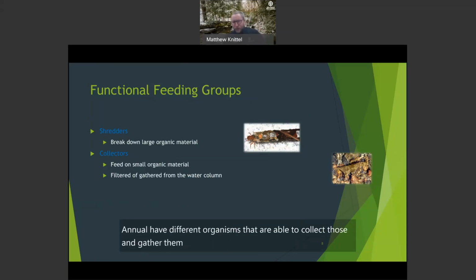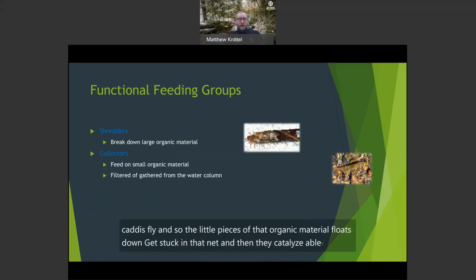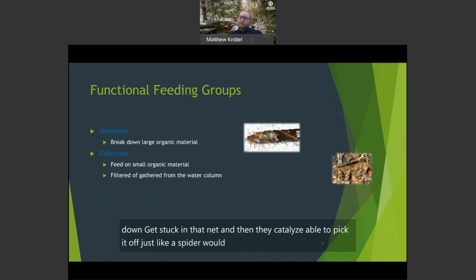And so the example in our picture here is actually a little net spun by a net spinning caddisfly. And so the little pieces of that organic material float down, get stuck in that net, and then the caddisfly is able to pick it off, just like a spider would pick off prey from its web.